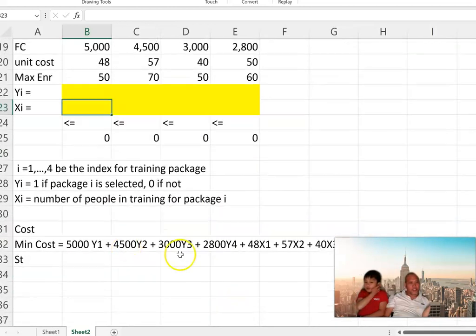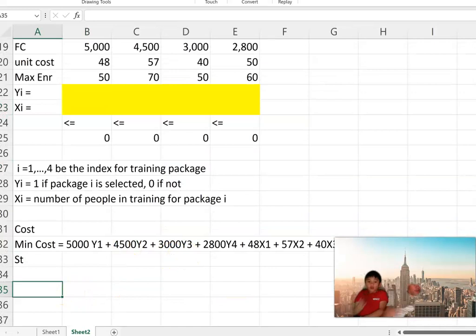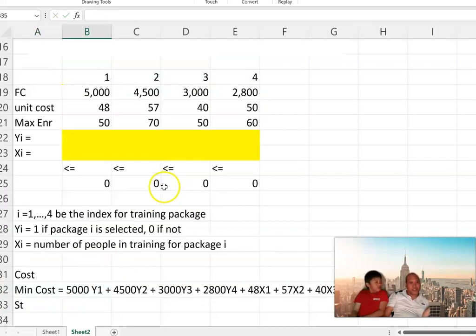So how do we say that? We say that yi must be less than or equal to xi. So when xi is 0, because yi is less than or equal to it, yi has to be 0. Now the next constraint is that when xi is a positive number, yi must be equal to 1, meaning you'll have to offer the package.